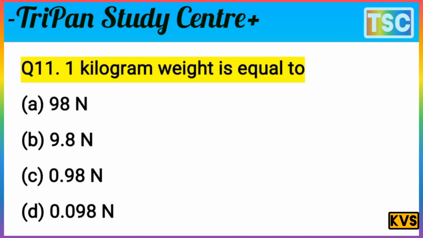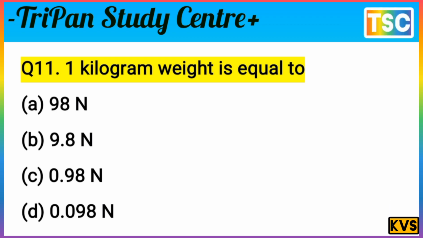Question here. 1 kilogram weight is equal to: A. 98 newton. B. 9.8 newton. C. 0.98 newton. And D. 0.098 newton. You know that our question is very clear. 1 kilogram weight is equal to.